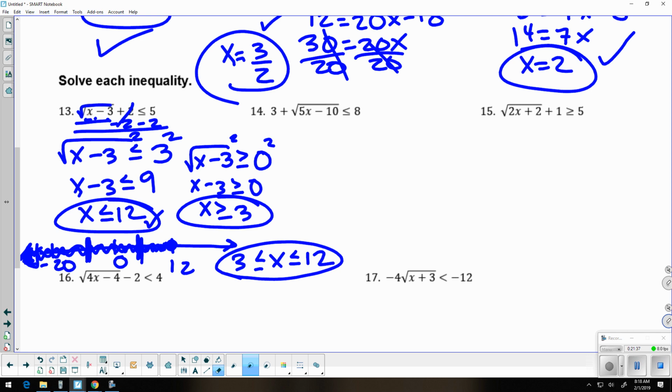As long as this number is between 3 and 12, including 3, including 12, then we're all set. Okay, so similar idea for the next one. I'll go through and explain this one too.